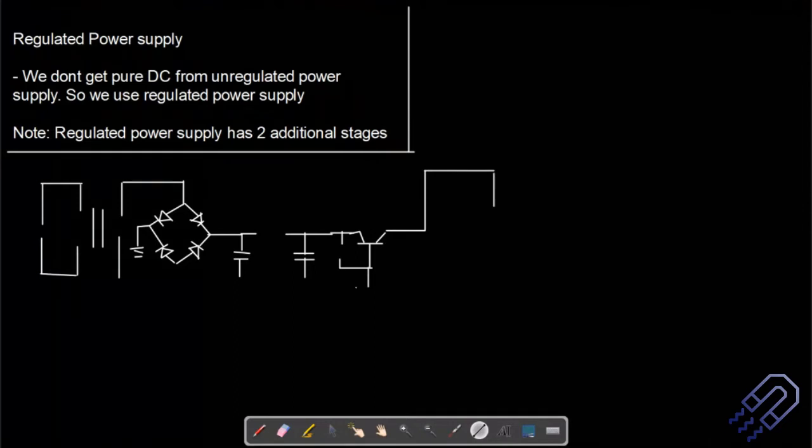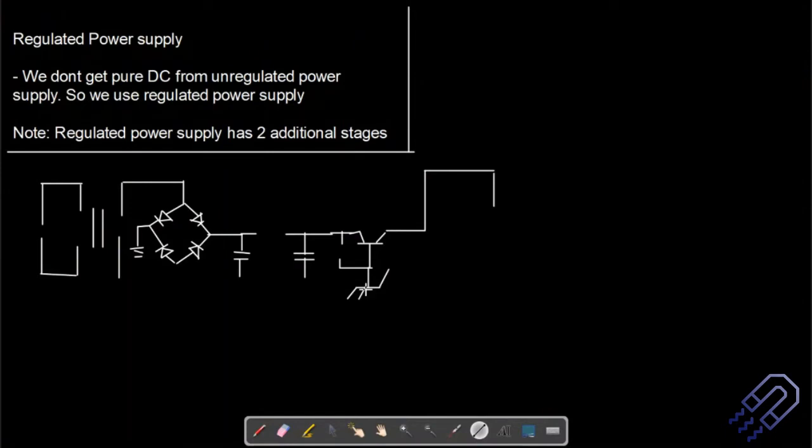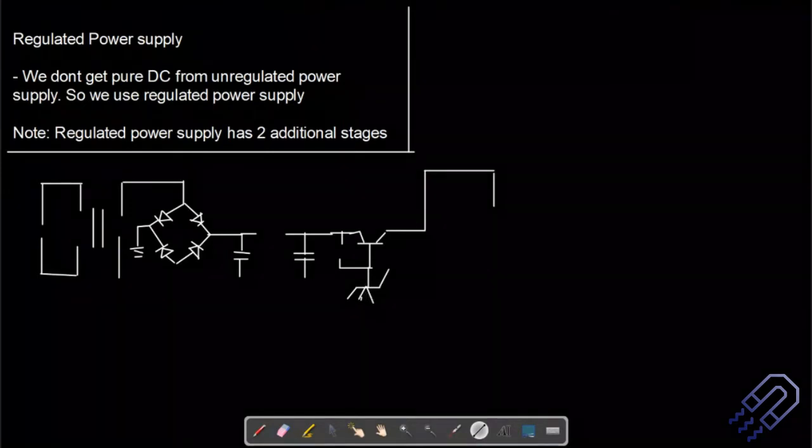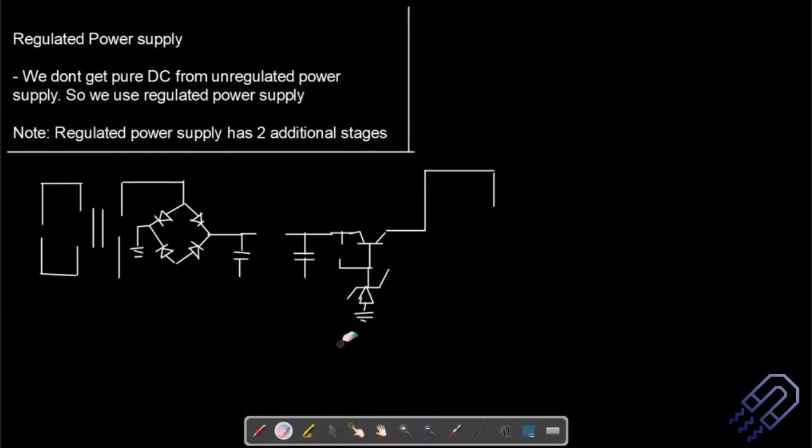Here we do have a Zener diode. So we have this Zener diode here. Let me just complete this. Let me just take it side by side.